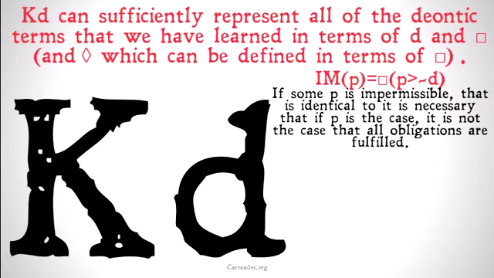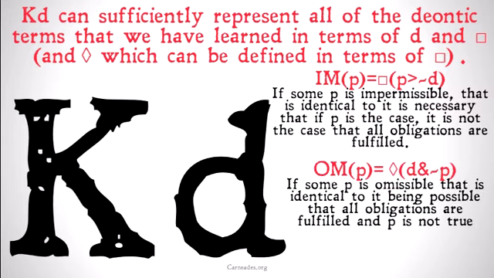So impermissible P is going to equal, it's necessary that P implies not D, or if some P is impermissible, that's identical to, it is necessary that if P is the case, it is not the case that all obligations are fulfilled. Impermissible things are things that are kind of spoilers for D. They imply that D isn't the case. If something is impermissible and it happens, then it's not the case that all obligations are fulfilled.